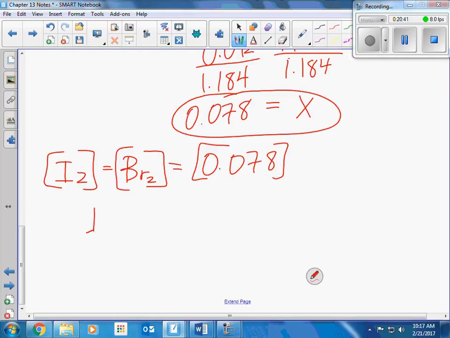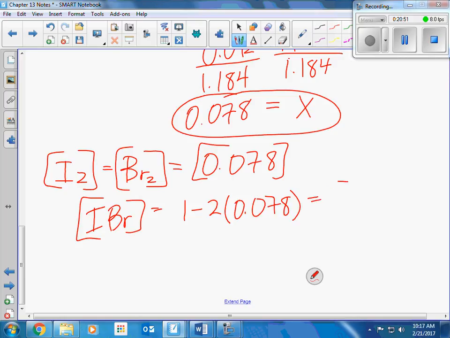And then my concentration of IBr is equal to 1 minus 2 times x. My sig figs might be off on this one because I had an extra sig fig. So did you calculate this right here, Becca? 0.844. Okay, so these are my concentrations at equilibrium. This is what my equation would be like when I have just as many going forward as I have in the reverse. So my teeter-totter is balanced.